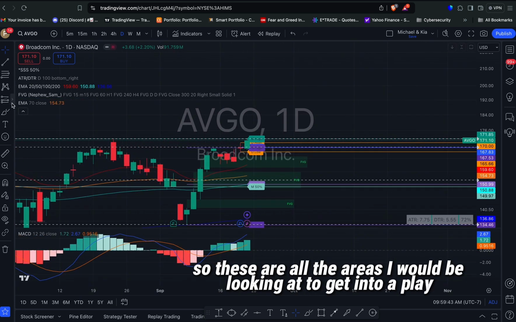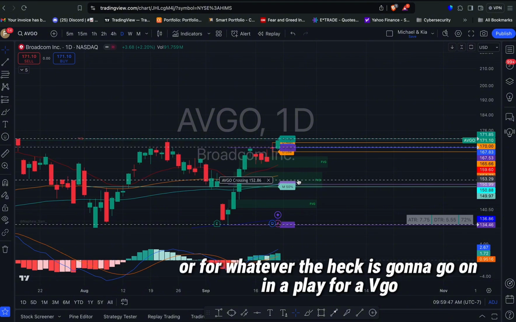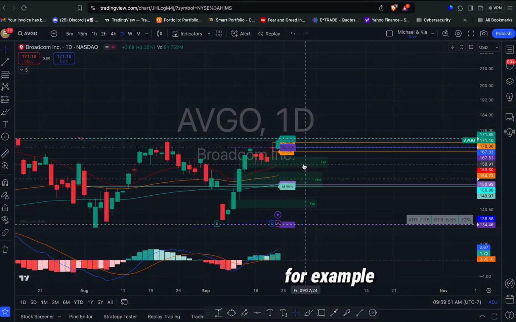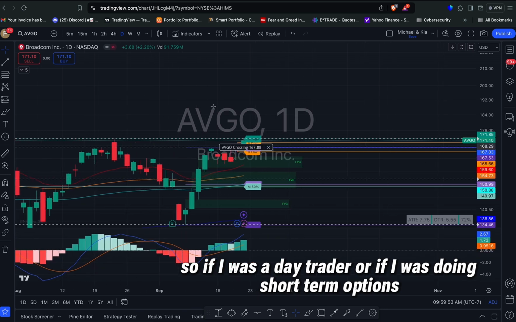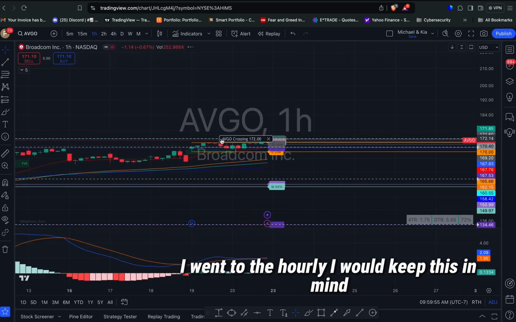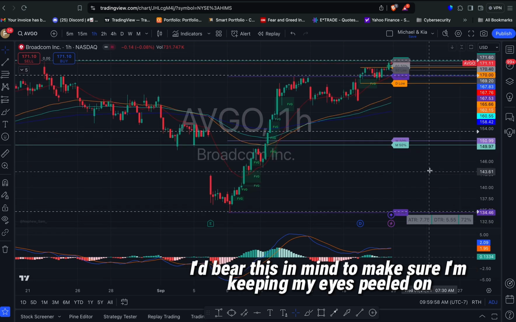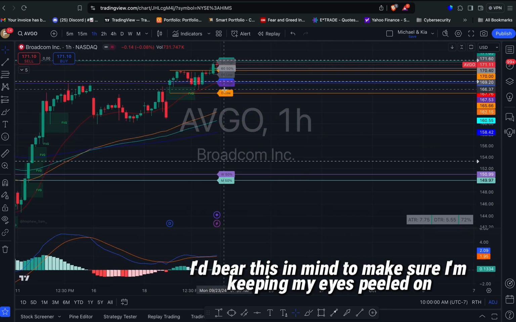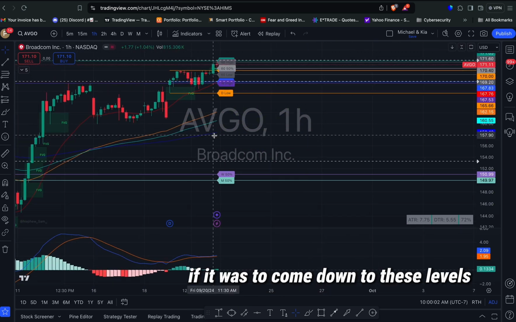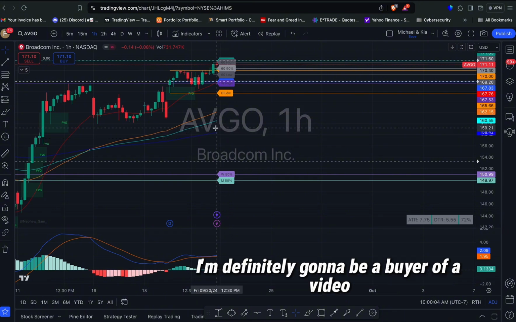These are all the areas I would be looking at to get into a play, or for pivots, or for whatever is going to go on in a play for AVGO, for example. If I was a day trader, or doing short-term options, and I went to the hourly, I would bear this in mind and keep my eyes peeled on if it was to come down to these levels. Like if it came down to right here, I'm definitely going to be a buyer of AVGO. You know what I'm saying?